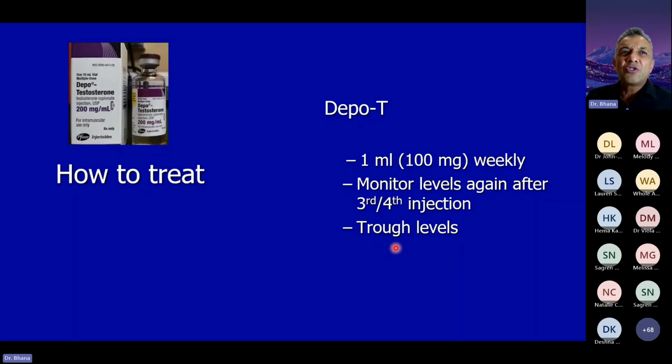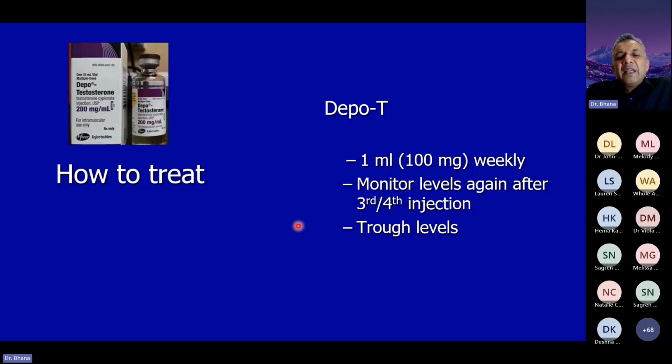So depot testosterone, you can use 100 milligrams once a week. You can give it intramuscularly. The client can inject it themselves in the thigh or in the arm.